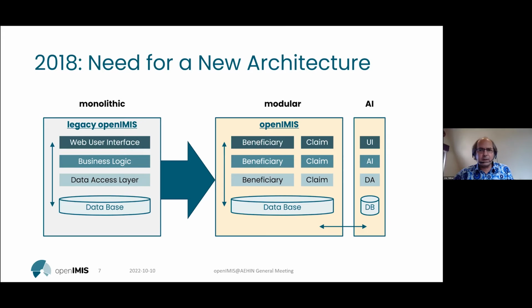So, for example, we have an AI module that can run independently and would just be connected to openIMIS through FHIR interfaces. And with that, we could even offer this AI module to other systems which are not using openIMIS. They could just use the AI module through the API interfaces. So that was the target architecture.